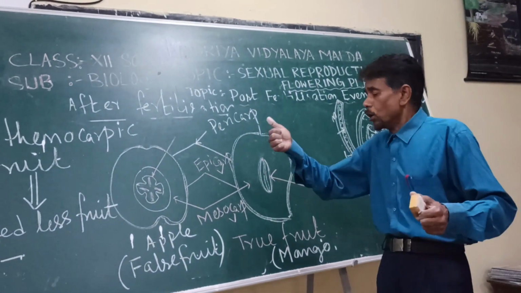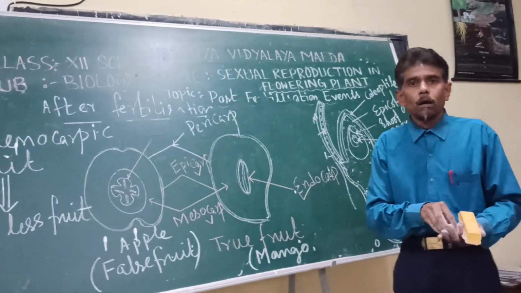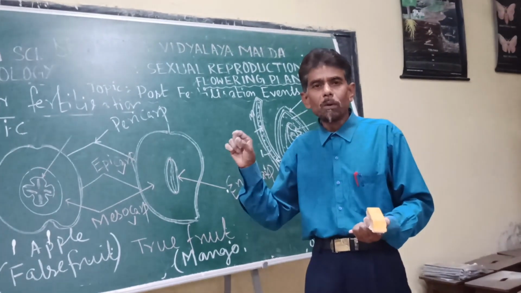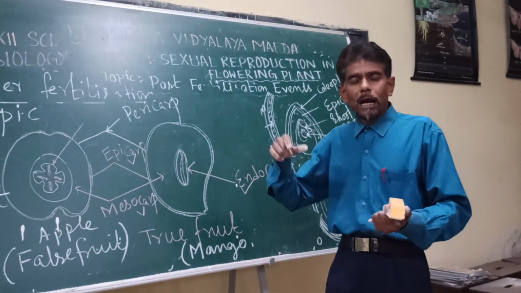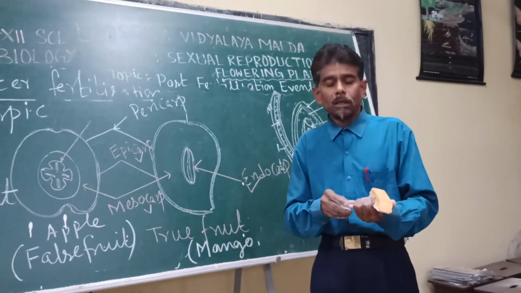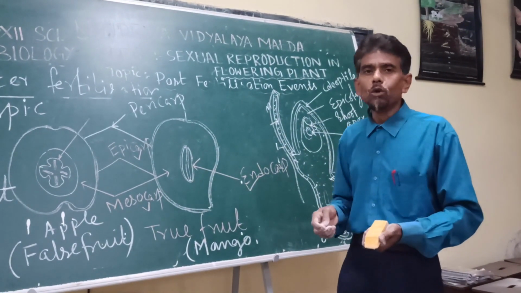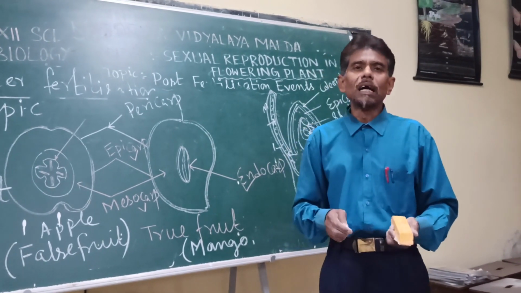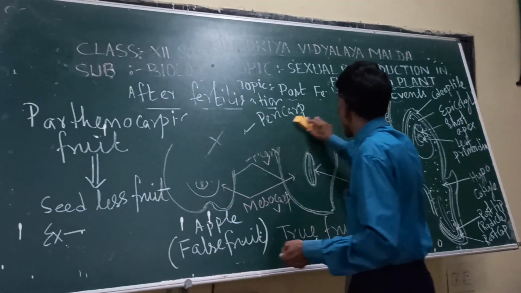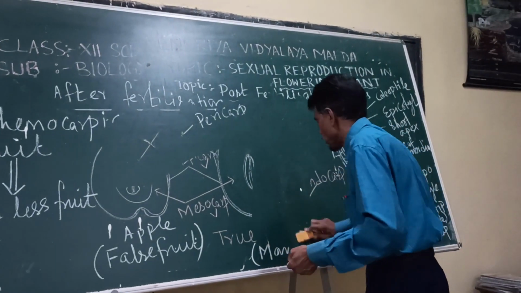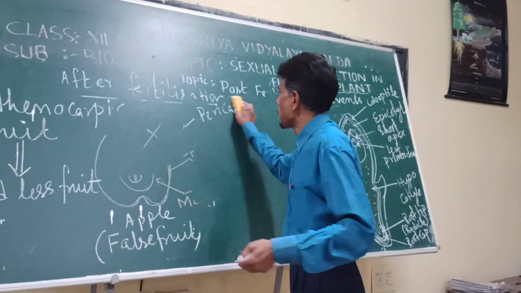But I will draw your attention here towards very specific peculiarities at the post-fertilization event. The two terms we will use, one we call apomixis and the other is called polyembryony. So let me rub this part so that I can discuss in detail about polyembryony.